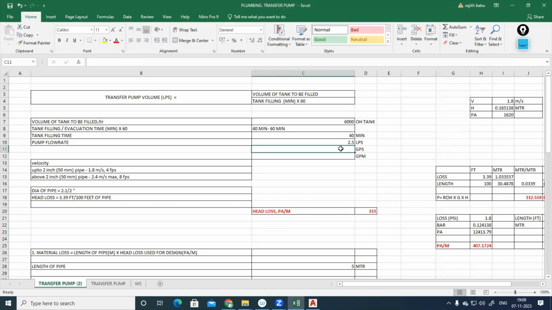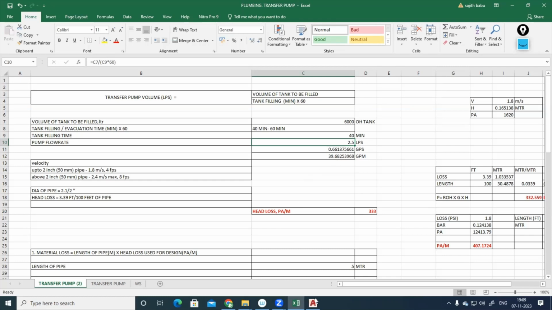How much gallon per second can it come to? 1 gallon is equal to 3.78 liter. So liter per second divided by 3.78, you can convert that into gallons per second. Gallons per second multiplied by 60, you will be getting that in gallons per minute. In chilled water, we already did that. So the transfer pump flow rate will be 2.5 liter of water in each second or 39.68 gallons per minute. That one we can select.